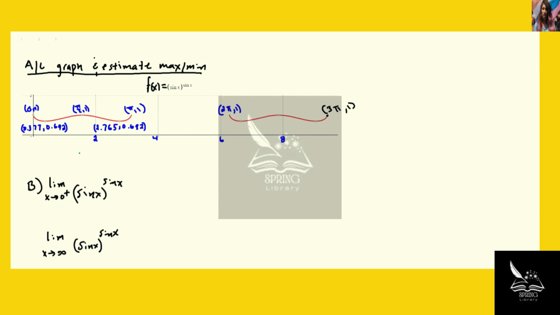All right, so now for part B, let's talk about the behavior as x goes to infinity. So just by looking at the graph, you might notice that since it is periodic, it never really gets closer to any value since the values just keep repeating. So from that, we can conclude that sine of x to the x is just going to diverge. So it's not going to get really close to anything.